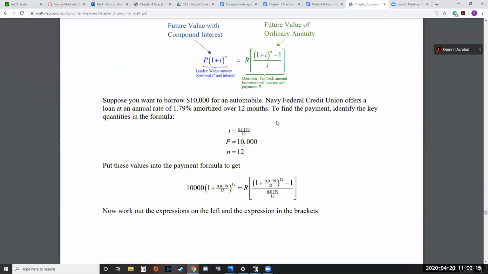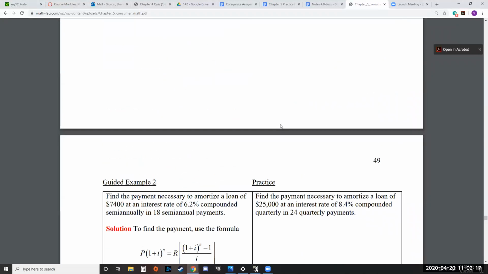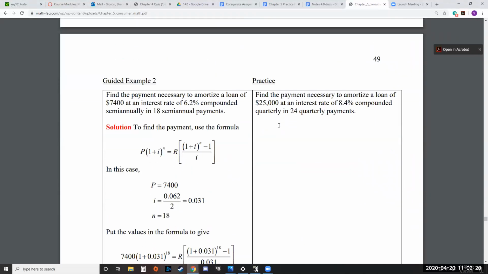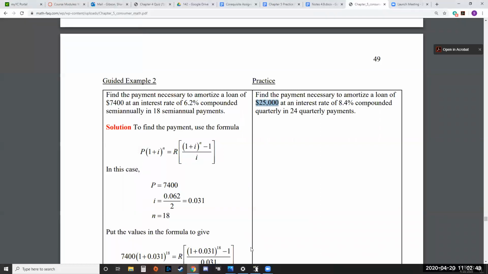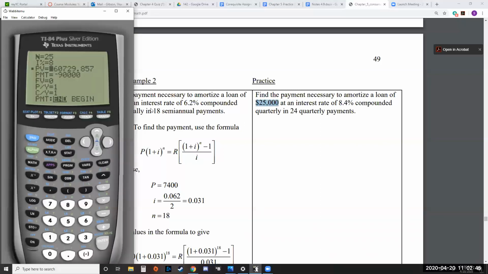Typically, like we'll see here in number 49, this is applied to some type of loan, often like a mortgage payment, like a home loan. We're going to do number 49 here, where it says, find the payment necessary to amortize a loan of $25,000 at an interest rate of 8.4% compounded quarterly in 24 quarterly payments. Most of the amortized loan problems are actually monthly, but as we saw with a yearly and a quarterly example, it's the same idea. Really what we're relating is the initial value of the loan, which is $25,000, to the payment we need to pay it off, which is what we're looking for.